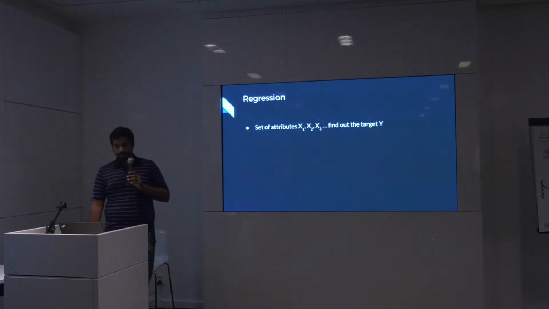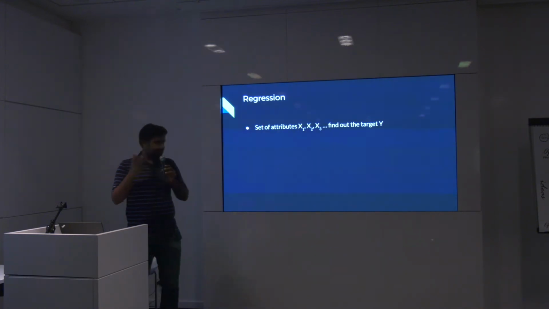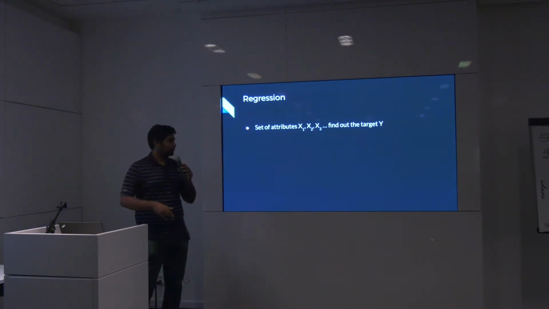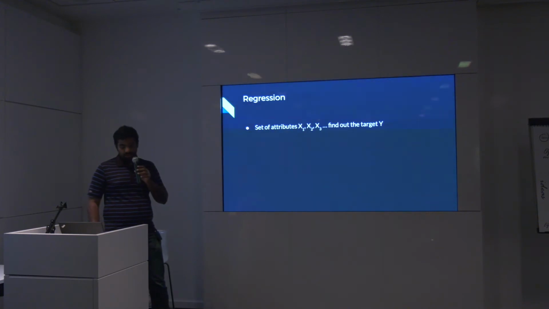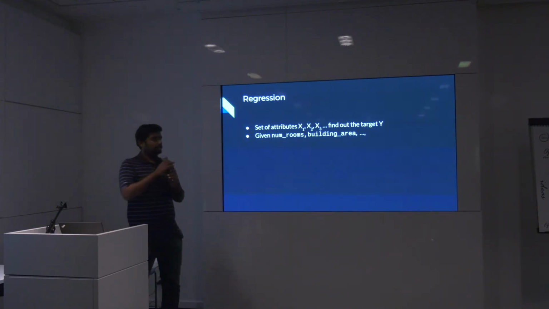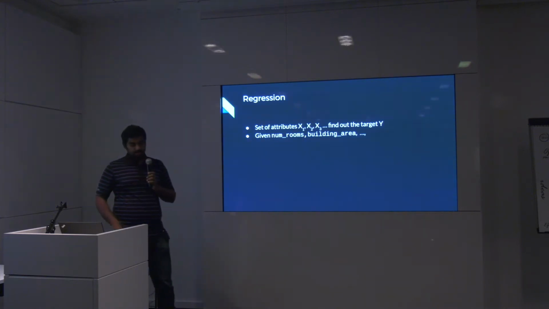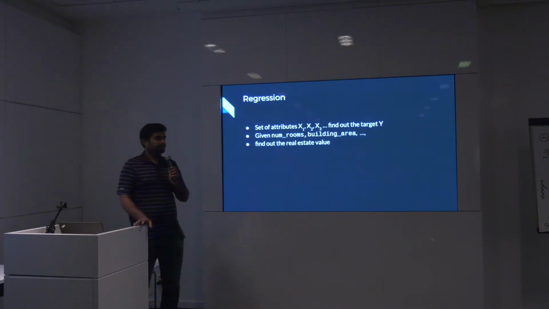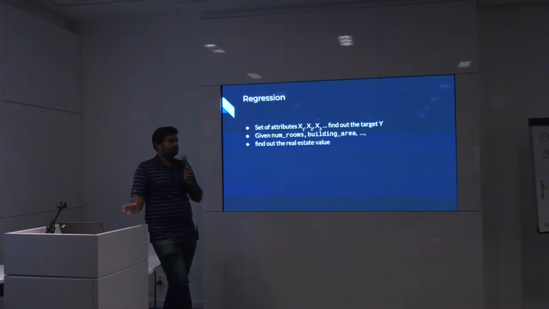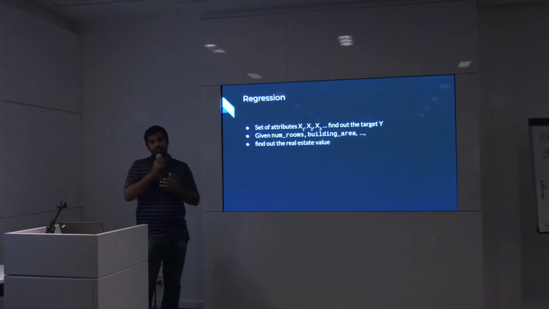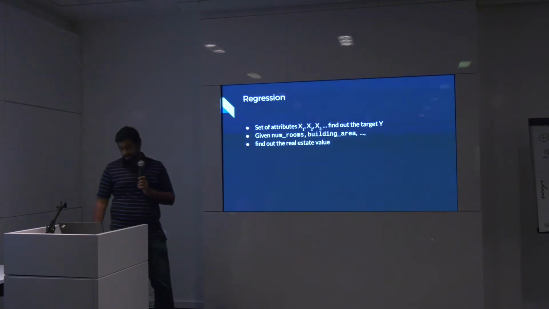Okay, so regression. In regression, you have a bunch of attributes, let's say x1, x2, and so on up to xn, and you want to find out a target y. So for example, let's say for a building, you're given the number of rooms, the building area, things like maybe whether it has a front lawn or how many floors the building has, and given these, you want to find out the real estate value. Suppose you want to sell your apartment. You want to figure out how much you can ask for, like what's the going rate. So that's one example of regression.